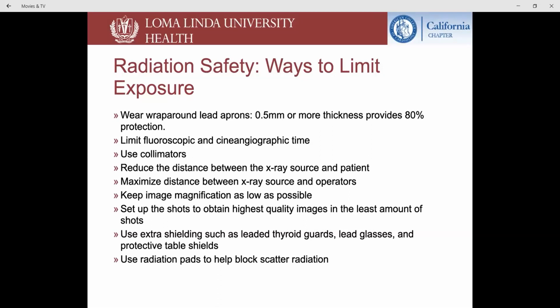Set up shots to obtain the highest quality images in the least amount of shots. Use extra shielding such as leaded thyroid guards, lead glasses, and protective table shields. You can also use radiation or rad pads to help block scatter radiation from the patient. Your institution will have you go through a radiation safety lecture prior to starting. And the state of California requires a fluoroscopy license for anyone planning on working in the cath lab.